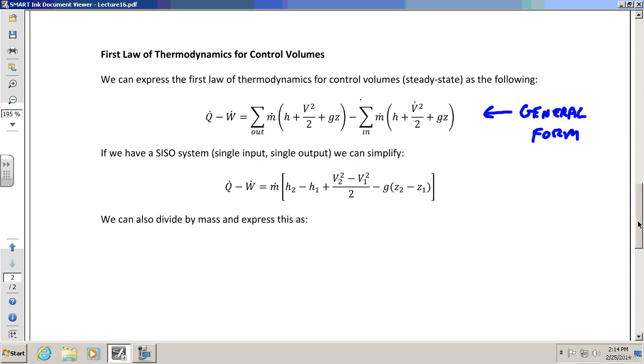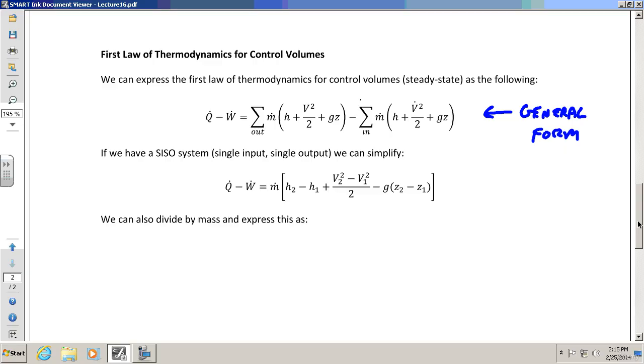Okay, here's what it's saying. Remember, it's Q minus W. That's what we always write for the first law, right? But now this is Q dot minus W dot, because this is a rate. Dot means per time, when you put a dot on it. So it's saying the heat transfer per time minus the work per time is equal to the summation of all the stuff going out minus the summation of all the stuff coming in, okay?